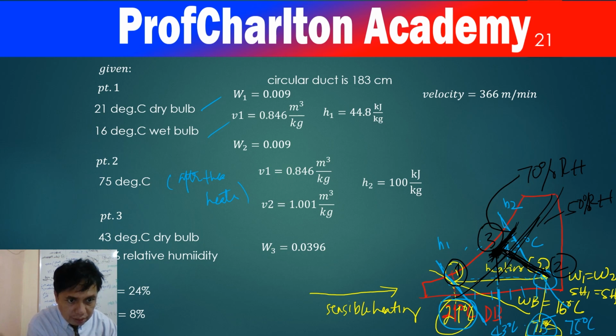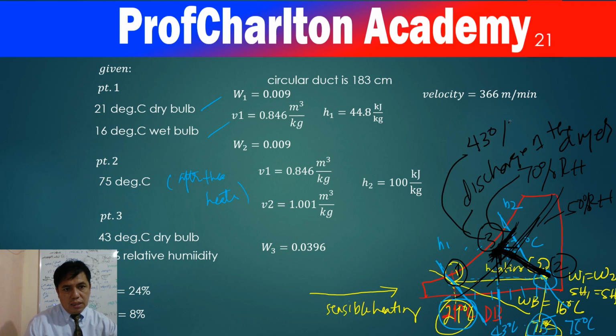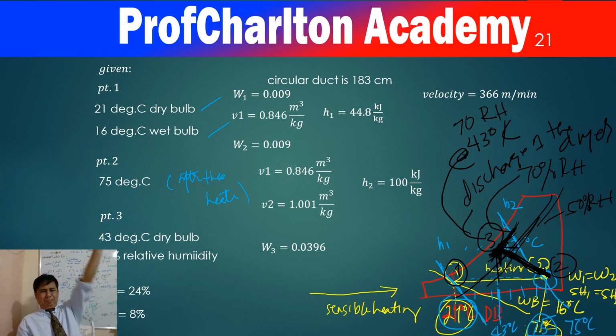So from 2 it travels to 3. Okay, from 2 it travels to 3. So this is the discharge of the dryer, the point 3, the discharge of the dryer with, what is this, 43, no? So let me put this, 43 degrees centigrade and 70% relative humidity. So that is how we locate the points.